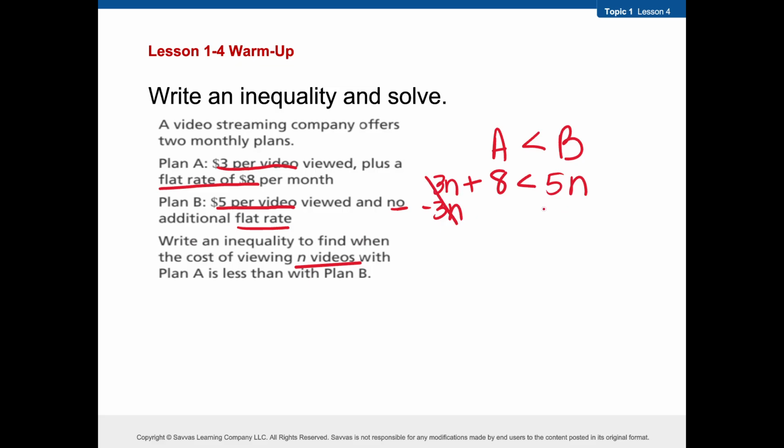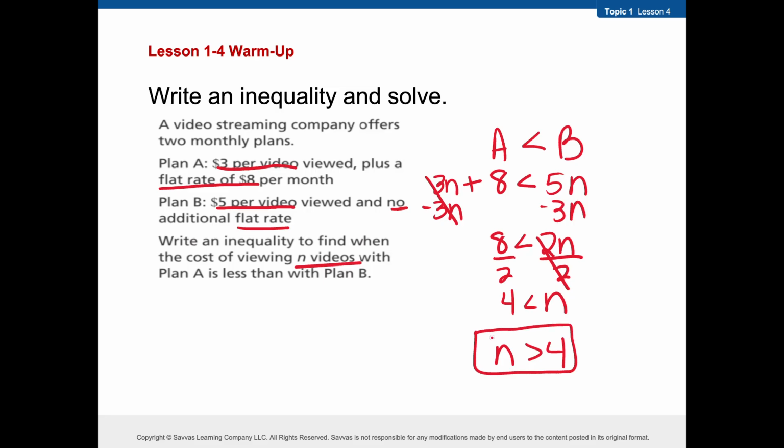Now be careful here, minus 3N. Again, you cannot put your variable on the left and leave the less than symbol there. You got to solve everything exactly how it's written. Divide by 2, keep going to the very end. Once you have that variable by itself, then if you want to flip it at the very end and tell me that N has to be greater than 4 videos, then that would be your answer. Number of videos has to be greater than 4, so 5 or higher.